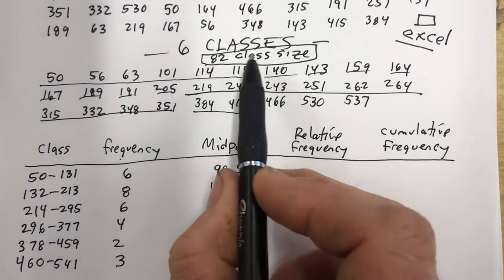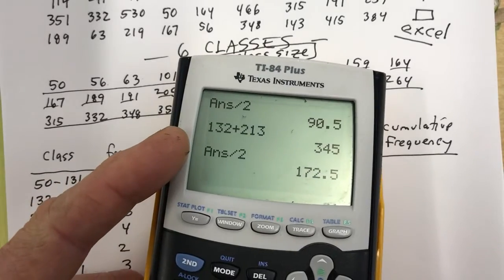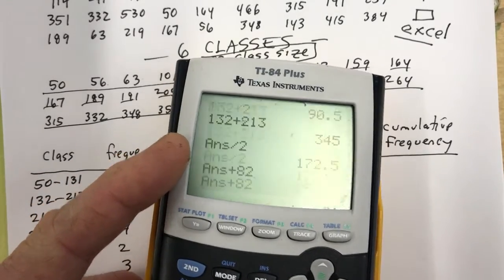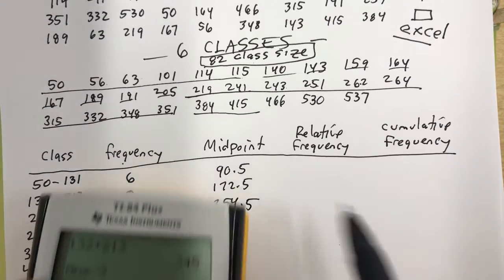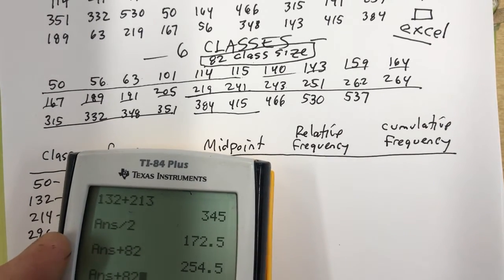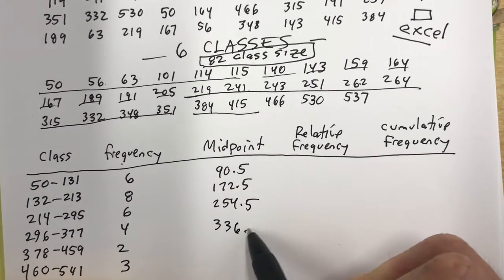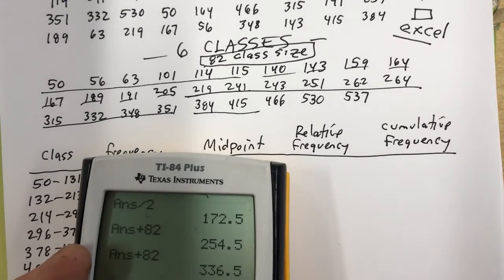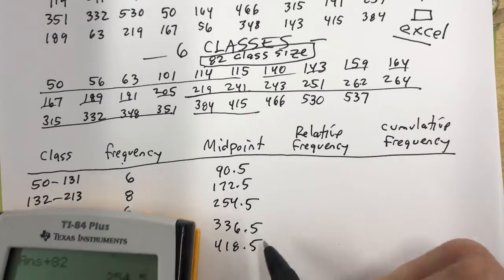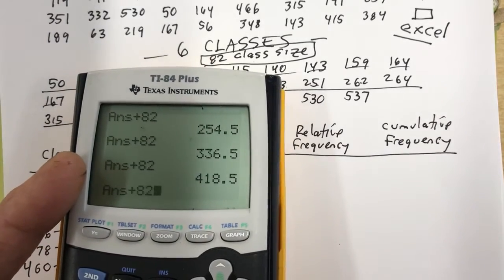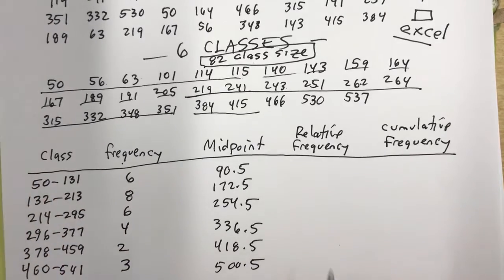And what you'll notice here, I'm adding 82 to this. See, 82 is my class size, so I'm just adding 82. So I can just take that one right there, add 82. There's my next midpoint. And I can add 82 again. And there's my next midpoint. Add 82. Add 82. Okay.